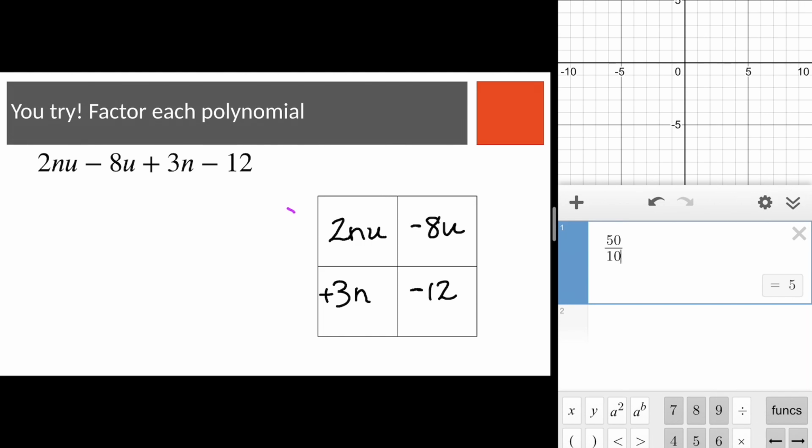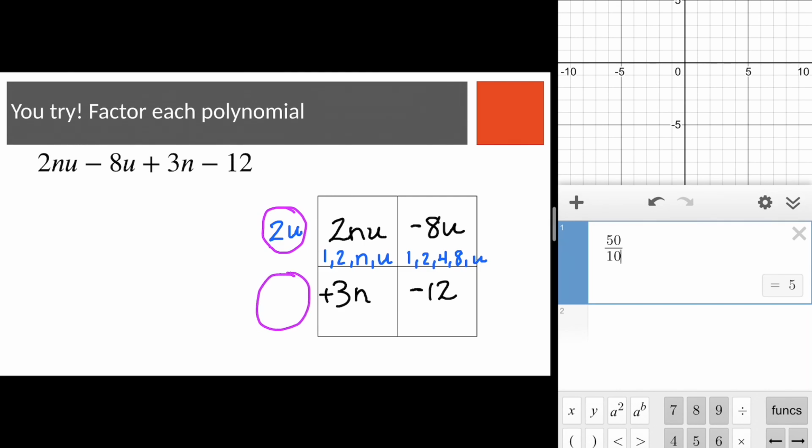So now once again, to get this spot, we have to find the greatest common factor of the whole row. So we list out our factors of 2, which are 1, 2, and then we have 1n and 1u. And then the greatest common factor, now we need to list out the factors of 8. So that's going to be 1, 2, 4, 8, and a u. And now we look at both lists to see what they have in common. So they have a 2 and a u in common.